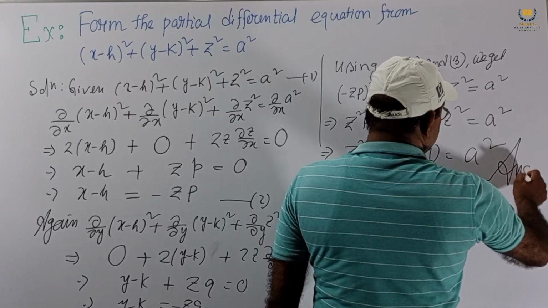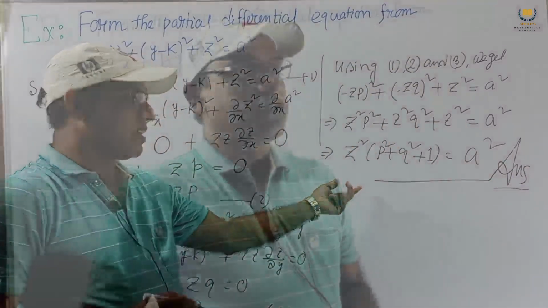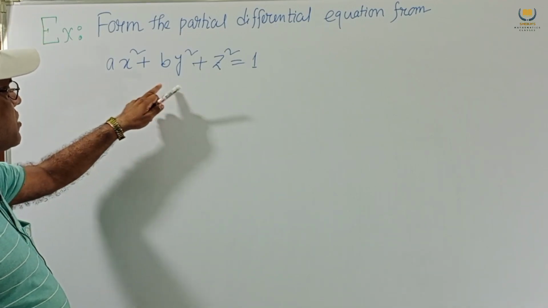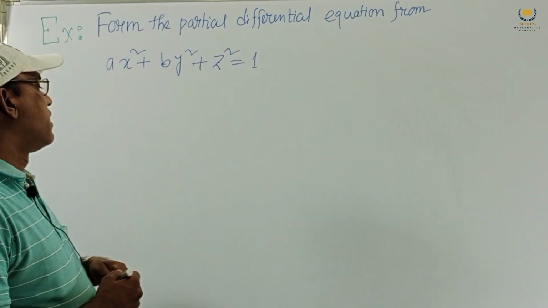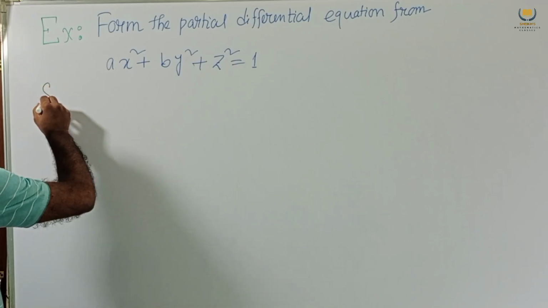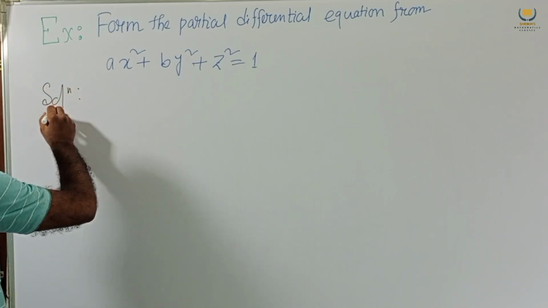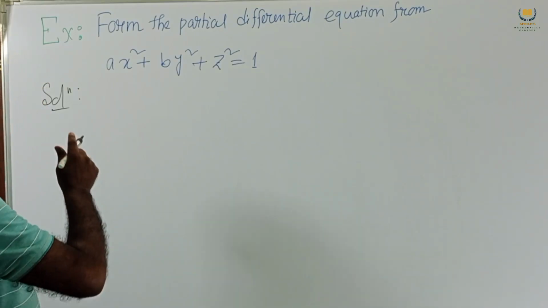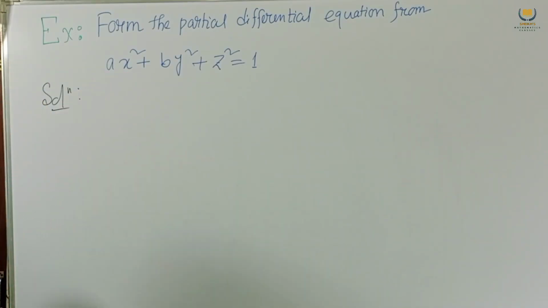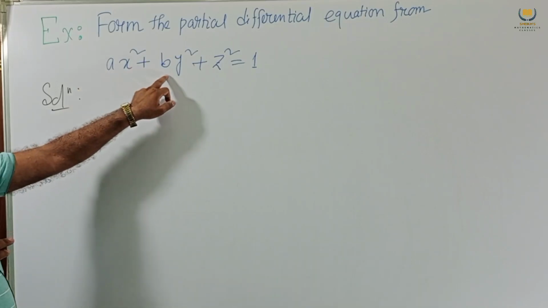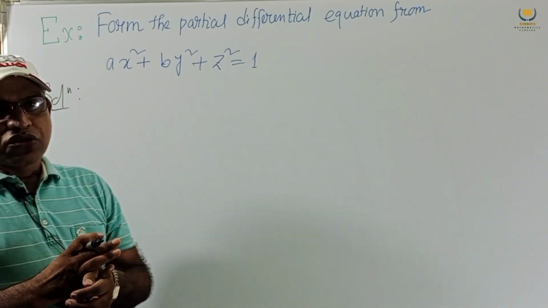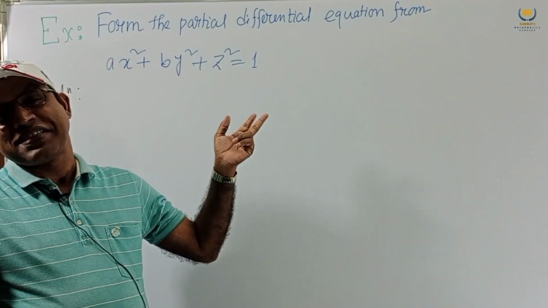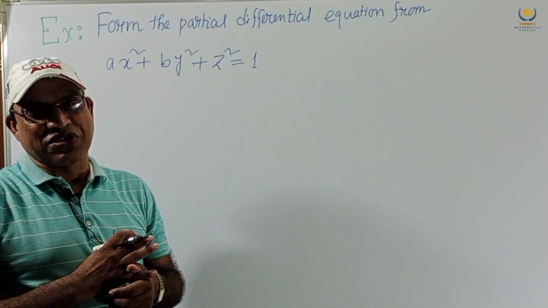Very easy solution, very interesting also. Next we consider another problem. Form the partial differential equation from a x square plus b y square plus z square equal to 1. Now this is our given condition. From this we have to form a partial differential equation. But before solving this, first you have to find how many arbitrary constants are given. a and b are arbitrary constants. So anyhow we remove this a and b. After removing a and b, we get a relation, and that relation is our required solution.